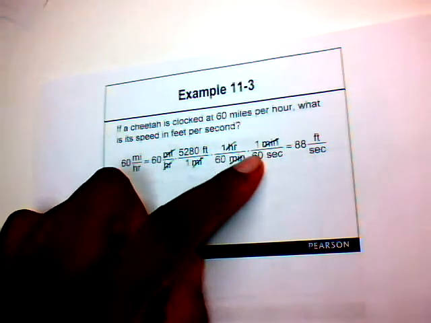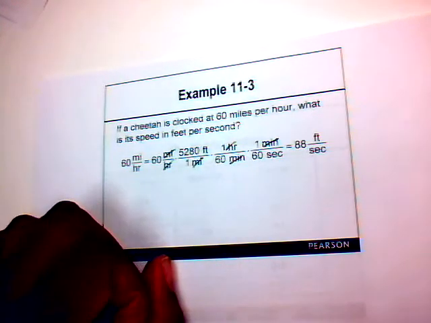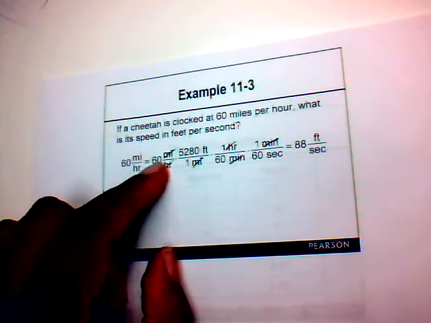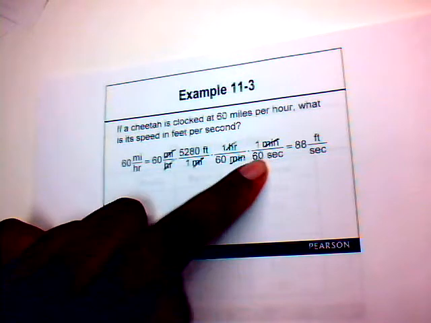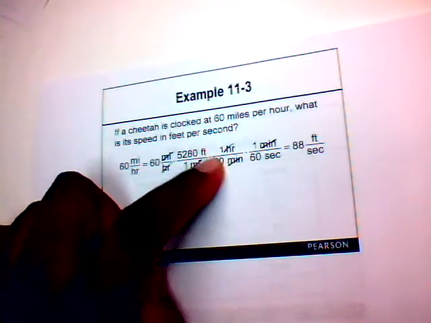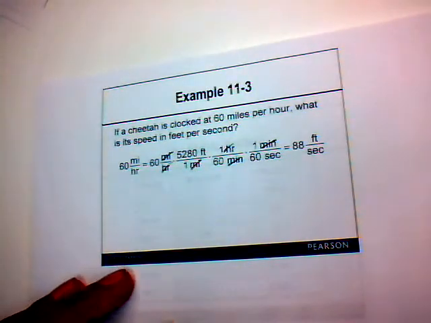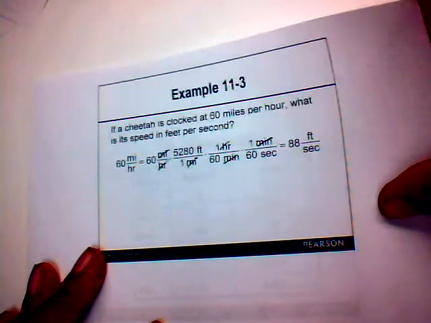Okay, so here, cross that out for the minutes, cross this out for the hours. Now, we can cancel one of the 60, so we're left with 5,280 divided by 60, which will give you 88, and it will be in feet per second. So 60 miles per hour is equivalent to 88 feet per second.